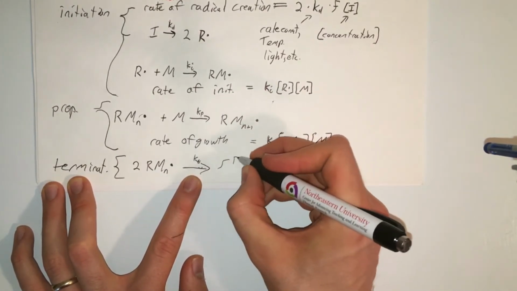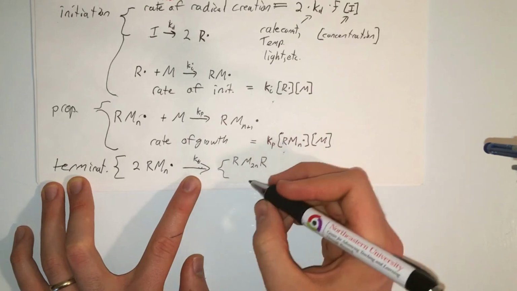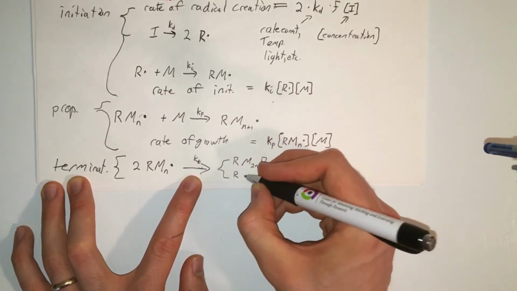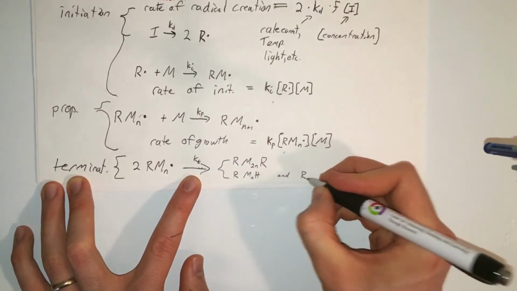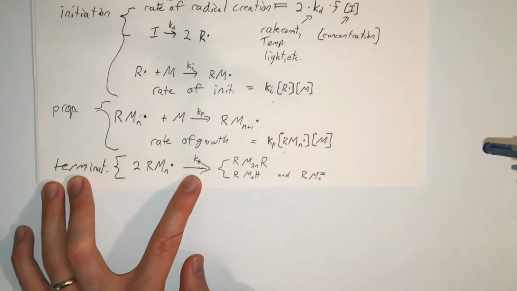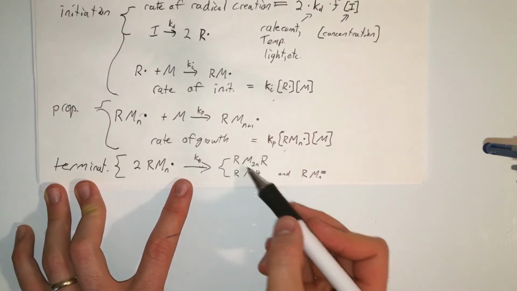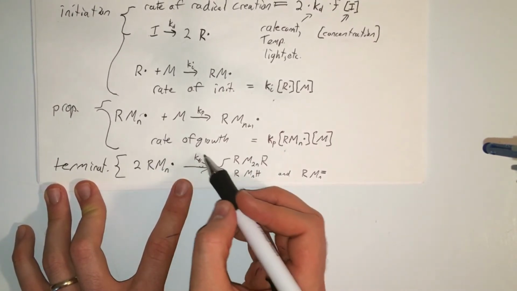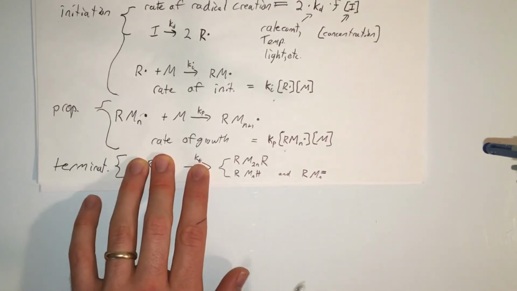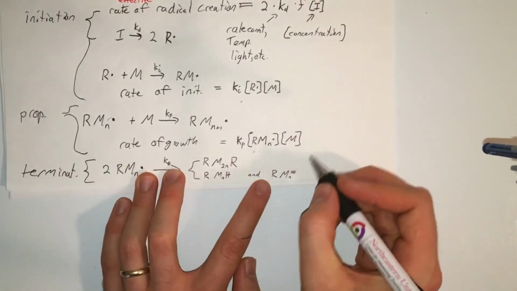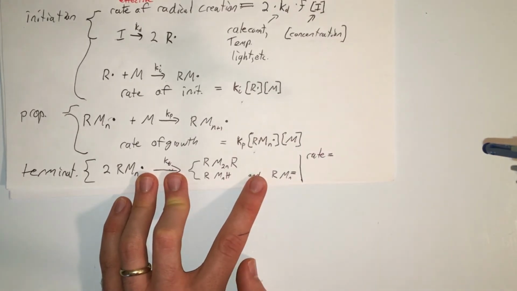So they might form R M sub 2n R, or they might also form R M sub n with a hydrogen and R M sub n with a double bond at the end. So because we don't really care too much which of these processes terminated, we'll just characterize it with a single reaction rate, k sub t. Now, pause the video and try to work out what the rate of termination would be.